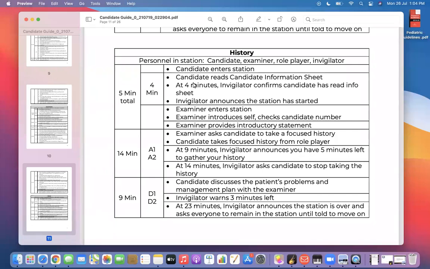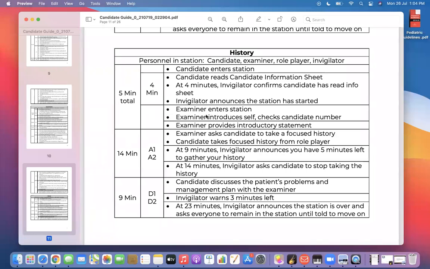The candidate enters the station and reads the candidate information sheet. At 4 minutes, the invigilator confirms the candidate has read the information sheet. So 4 minutes will be there from the time you enter to read the information sheet. The invigilator announces the station has started. Then in 1 minute, what?